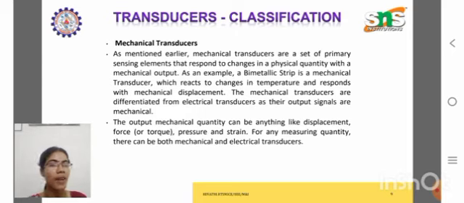As mentioned earlier, mechanical transducers are a set of primary sensing elements that respond to changes in a physical quantity with a mechanical output. As an example, a bimetallic strip is a mechanical transducer which reacts to changes in temperature and responds with mechanical displacement. The mechanical transducers are differentiated from electrical transducers as their output signals are mechanical. The output mechanical quantity can be anything like displacement, force or torque, pressure and strain. For any measuring quantity, there can be both mechanical and electrical transducers.